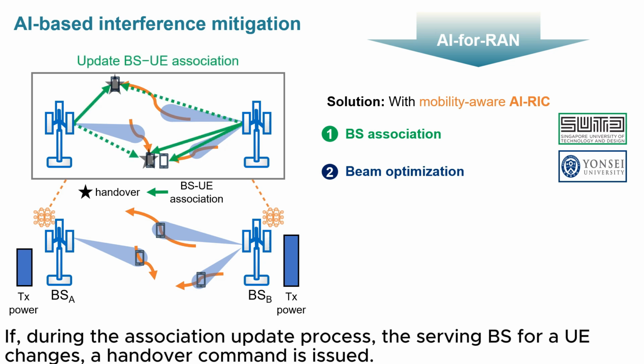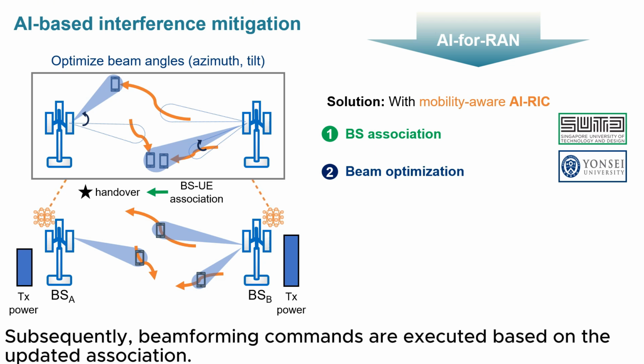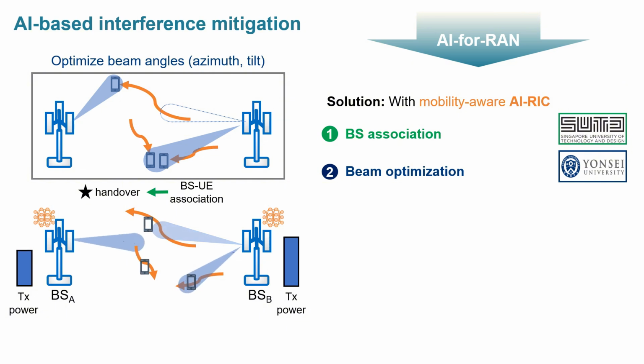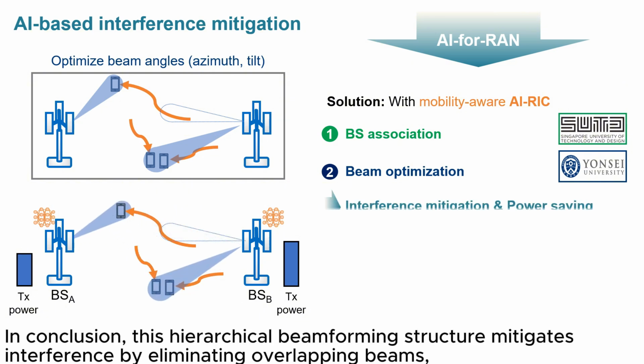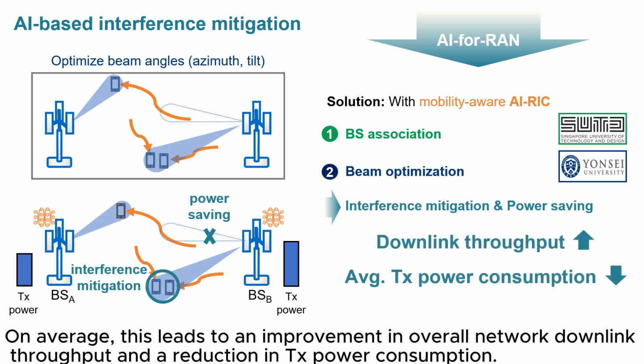If, during the association update process, the serving BS for a UE changes, a handover command is issued. Subsequently, beamforming commands are executed based on the updated association. In conclusion, this hierarchical beamforming structure mitigates interference by eliminating overlapping beams and saves power by deactivating redundant beams. On average, this leads to an improvement in overall network downlink throughput and a reduction in transmission power consumption.